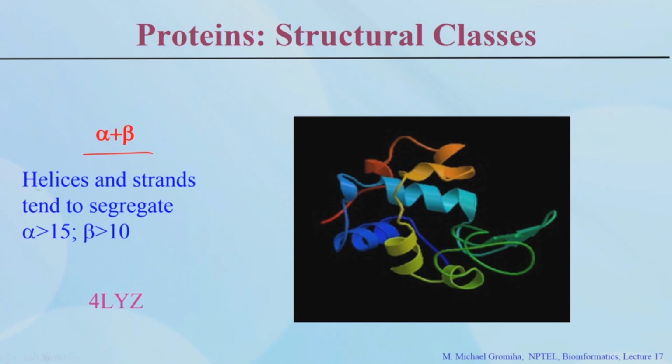You can see the presence of more than 15% alpha helices and more than 10% beta strands. Here you can see the helices and you can see the strands, and they are segregated from each other. This is one example, lysozyme, an example of the alpha plus beta proteins.